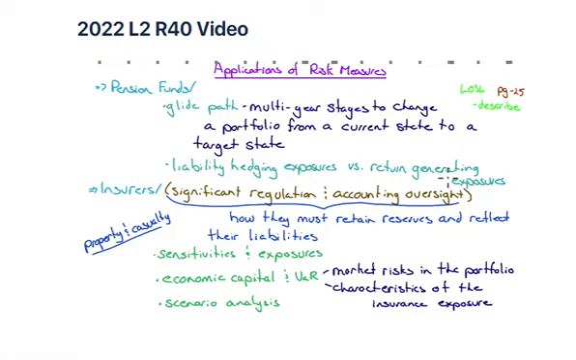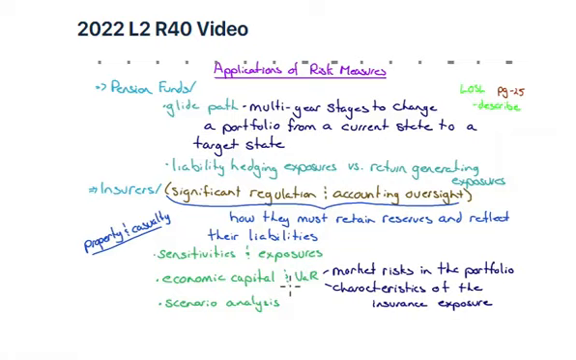Let's move on to insurers. Here, insurers face significant regulation and accounting oversight. The regulation and the accounting deal with how they must retain reserves and reflect their liabilities. And insurers differ based on the type. So we're going to look at property and casualty and look at life. For property and casualty: sensitivities and exposures, economic capital and value at risk, and scenario analysis. And we're looking at value at risk.